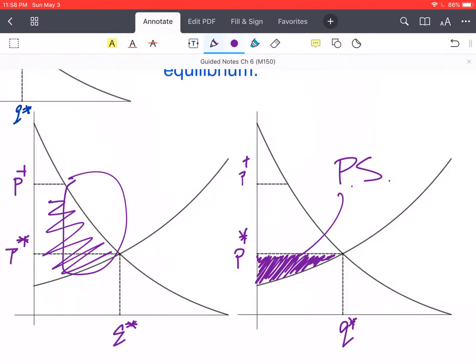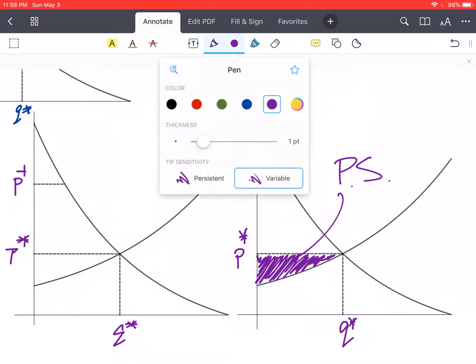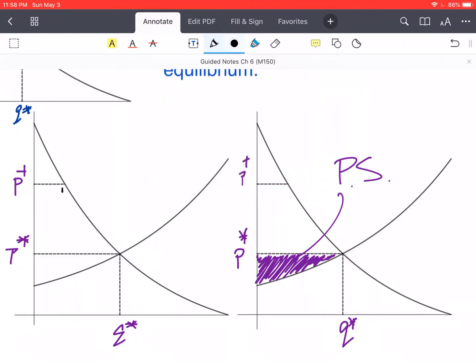So what we need to do is draw in a new value that's going to come in right here. And this value is going to be called Q plus. This is the corresponding quantity that goes along with P plus. So the producer surplus is the area beneath P plus and above supply. So that's this area right here.